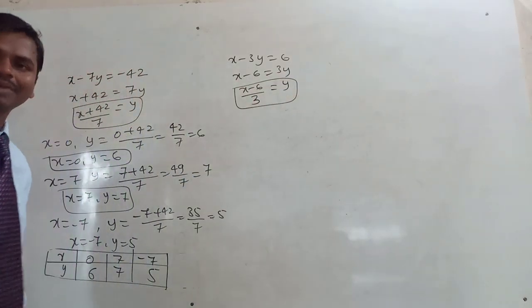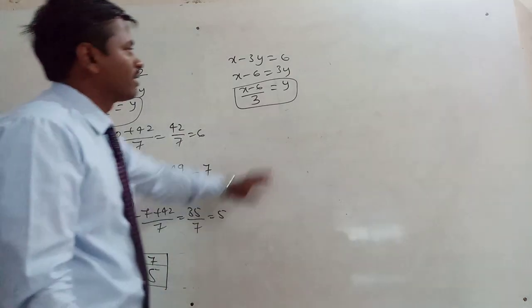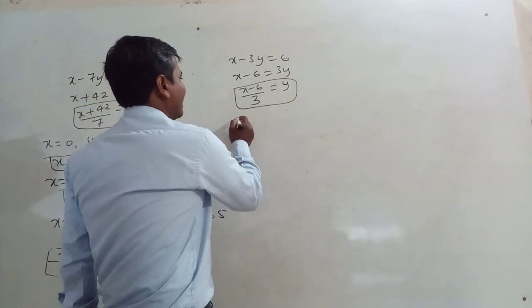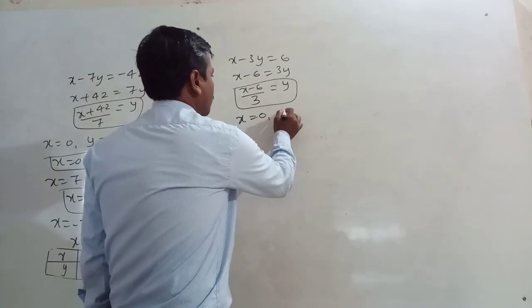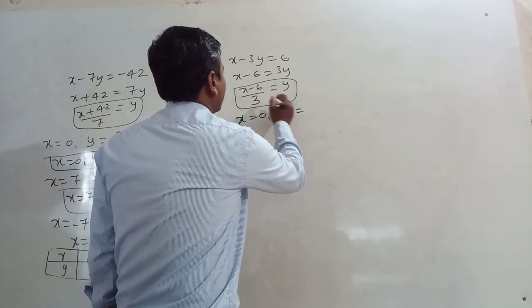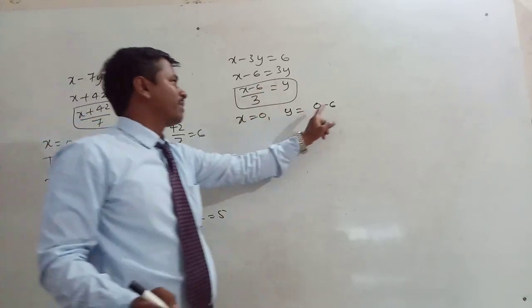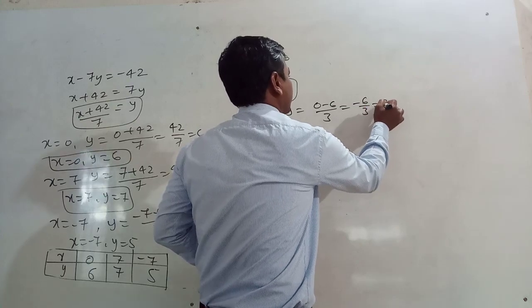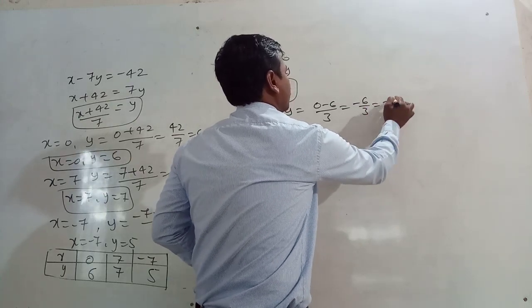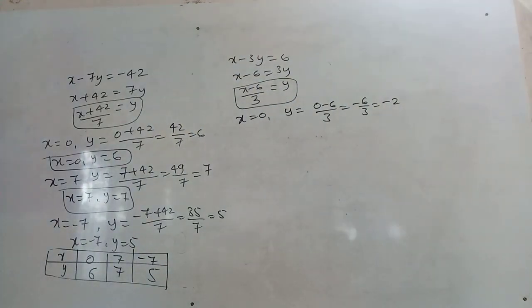Now we will substitute x values so that we get the corresponding y values. When x equals 0, the corresponding y value is (0 minus 6) by 3, that is minus 6 by 3, which is minus 2. We are getting minus 2 here. Now what is the next value here?